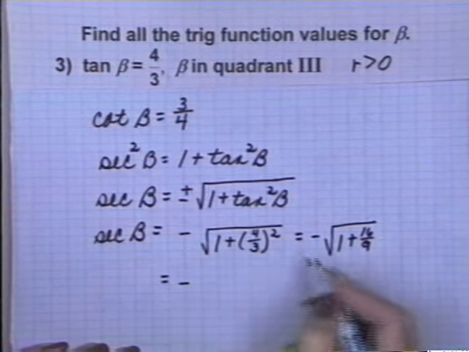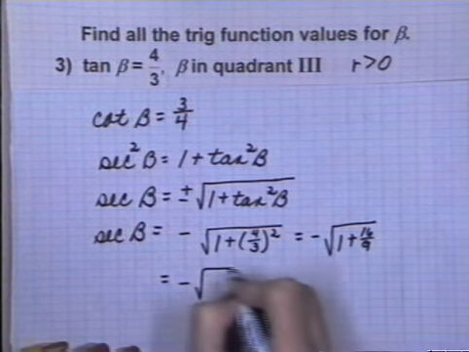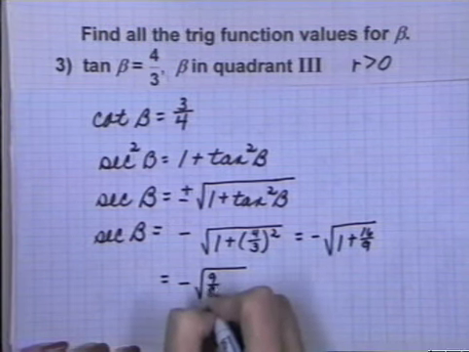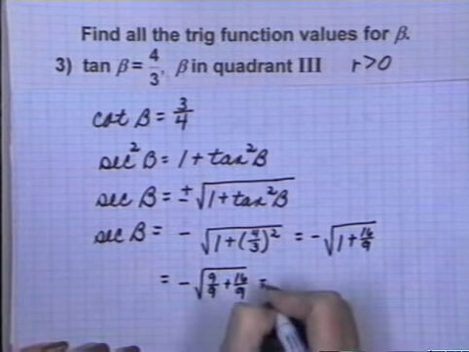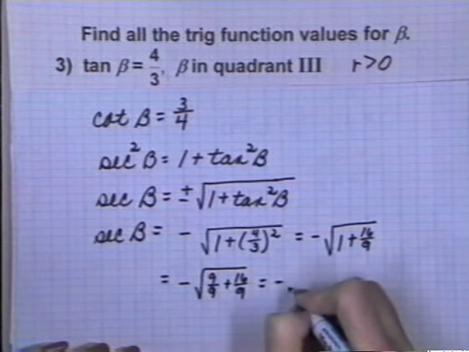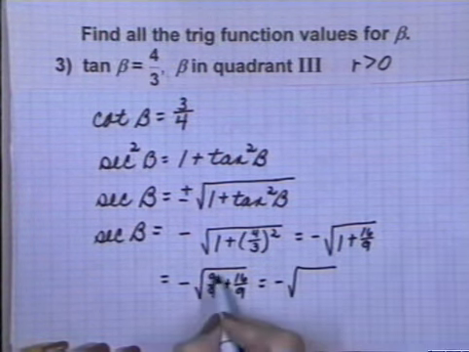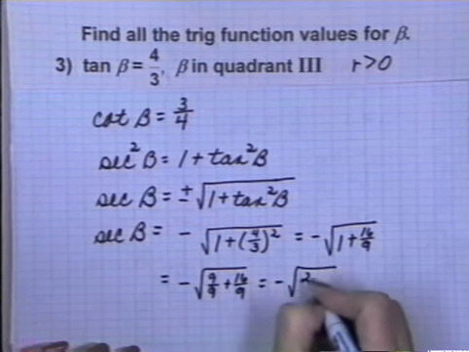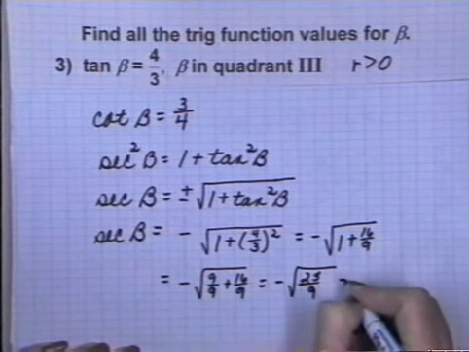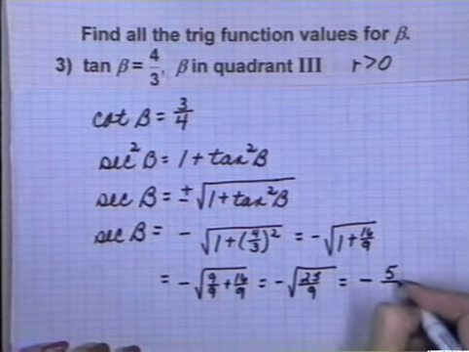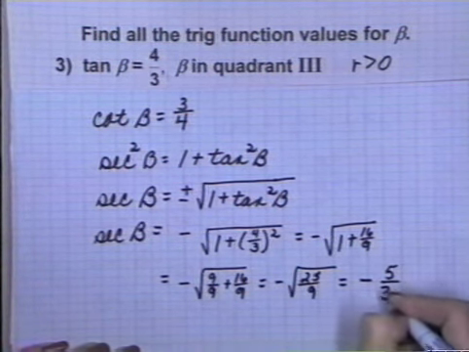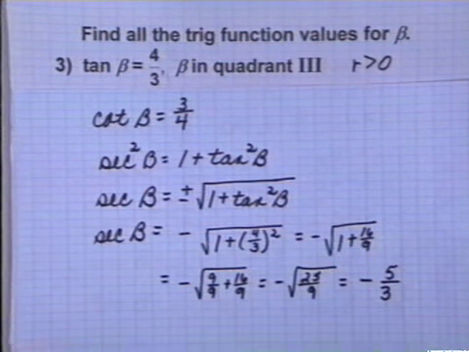So I'll have my minus. I'm going to write my 1 as 9/9, and I will add to that 16/9. So I'll have minus, when I add 9/9 to 16/9, I have 25/9. And then the square root of 25 is 5, and of 9 is 3. So my secant of beta equals negative 5/3.